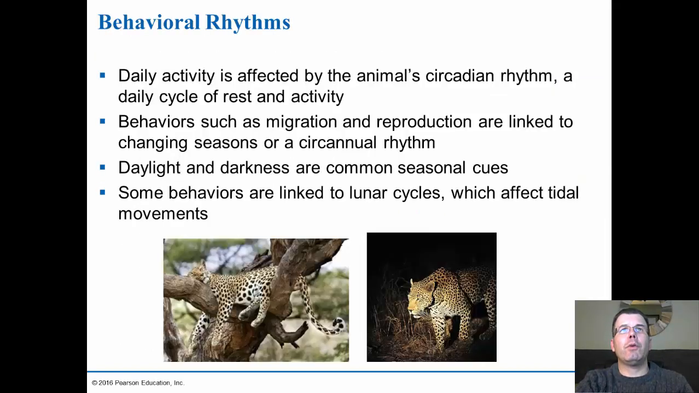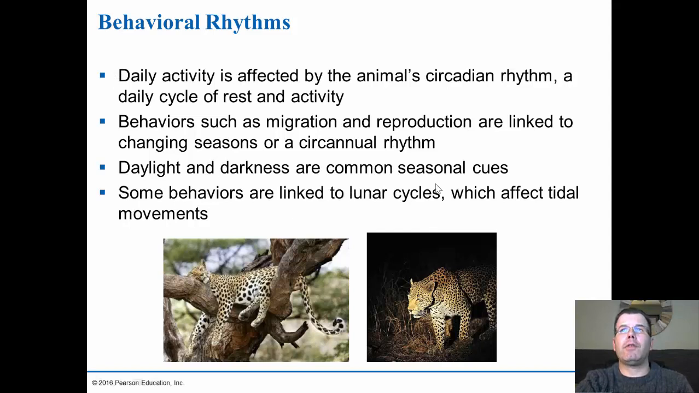Now, other behavioral rhythms can be daily activity that can be affected by the circadian rhythm. Again, migration and reproduction are linked to changing seasons. And so we talked about that in reproduction with the estrus cycle. A lot of times, estrus cycle is based on the time of year. And so we see that right now in the fall with the deer going to rut. So again, they're looking for mates. And that's why they're more aggressive at this time, because they're looking for mates to reproduce. And that is all due to, again, the changing seasons.